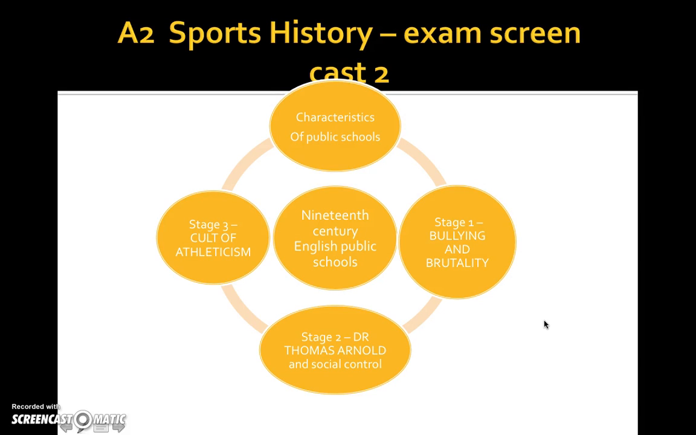Tonight's focus is going to be on 19th century English public schools. We're going to move from characteristics of public schools, which we did last lesson, which focused on those specific characteristics that made the 19th century English public schools unique. So we looked at how the acronym BABI Sting linked to those characteristics, and we looked to see if we could translate that.